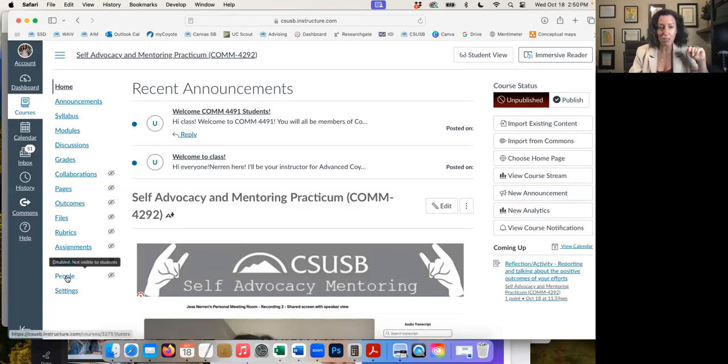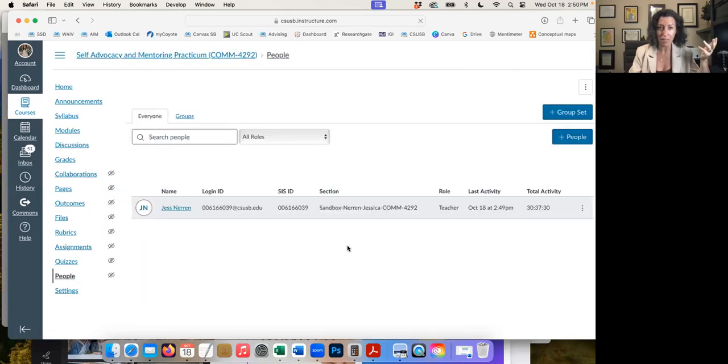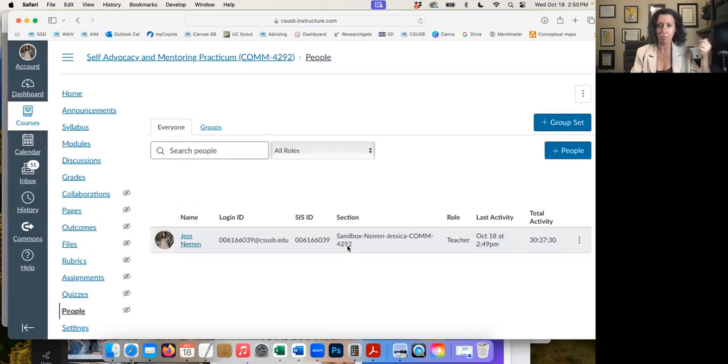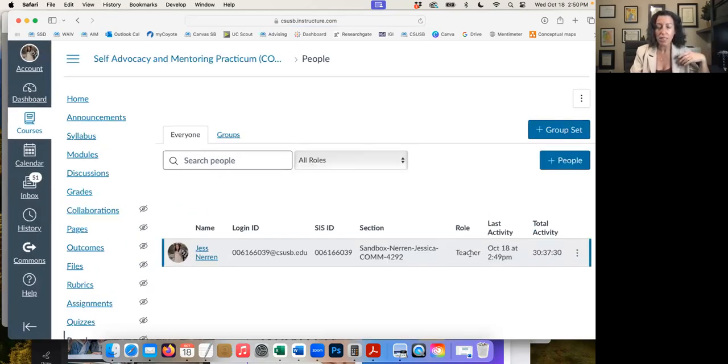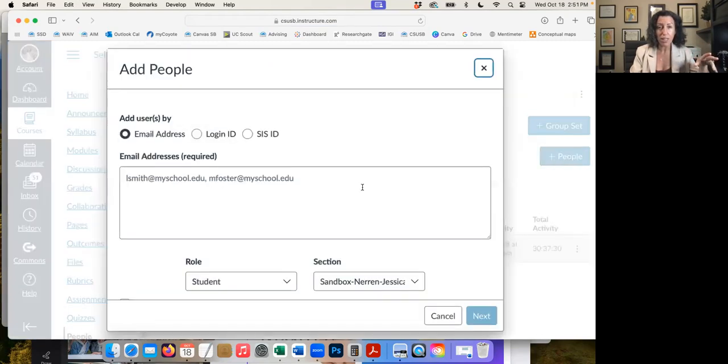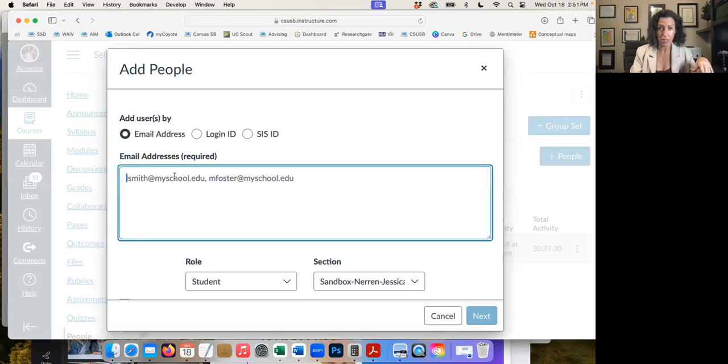So the very first thing I'm going to do is go to People. Because I don't have students in the sandbox class, the only person there is me, and you can see that I have a role of teacher. That means if there were students in this class, I could see their individual grades and do all of the instructor level stuff. Now, a really good person to share this with is the folks over at the accessible technology team.